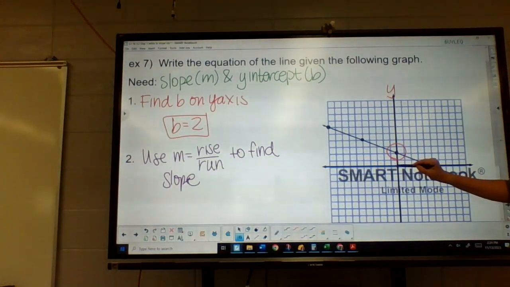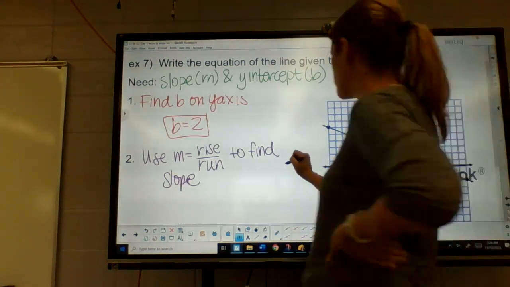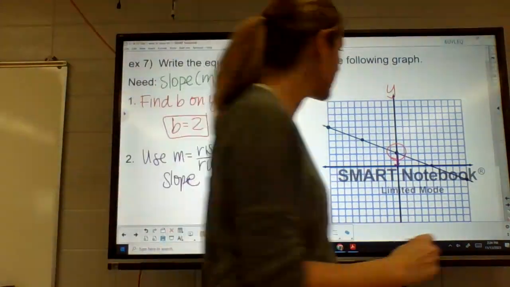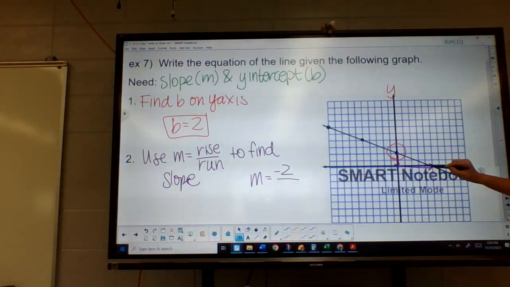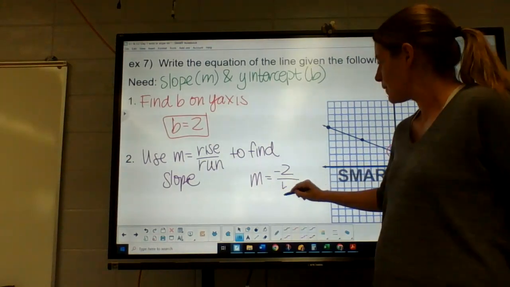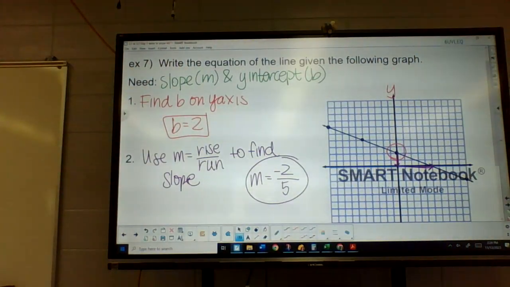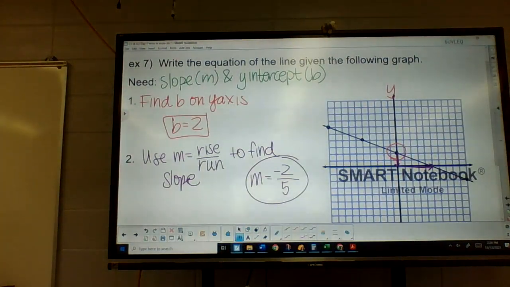So if I go here, I go down 2, so a -2. And then over, we have to count blocks, not lines. So then over 5, right? So -2 over 5 is our slope. And you should get that same slope regardless of where you count it from. Okay?